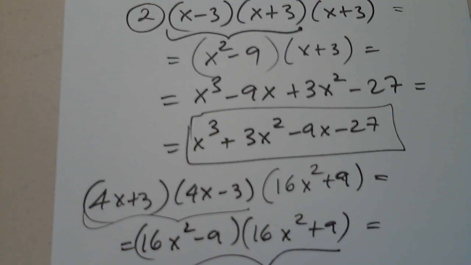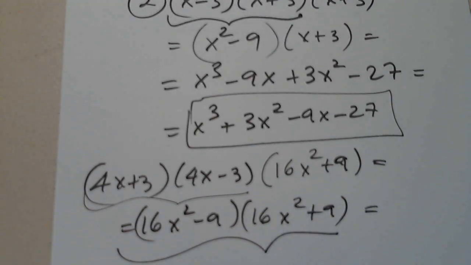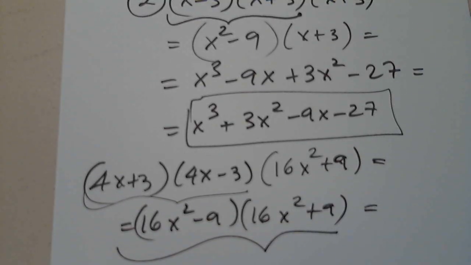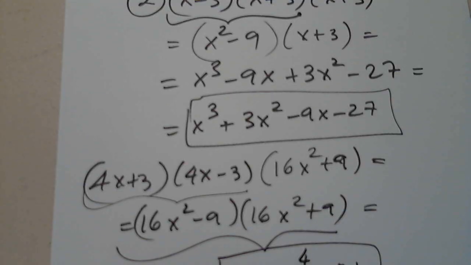Please. I'm not saying it will not be correct. It will be correct, but moving forward. Not moving forward, but moving backwards. So 256x to the fourth minus 81. So we were able to do all this in a blink because we knew the pattern and we knew the special product.